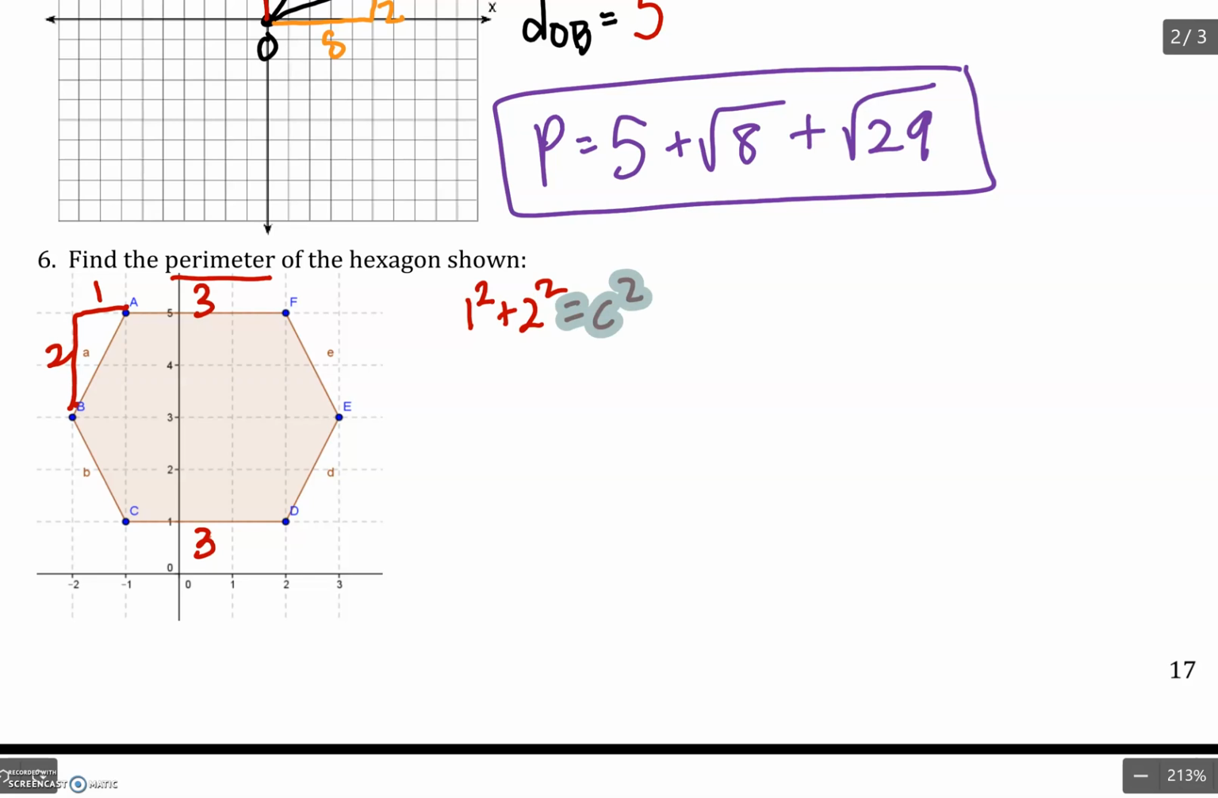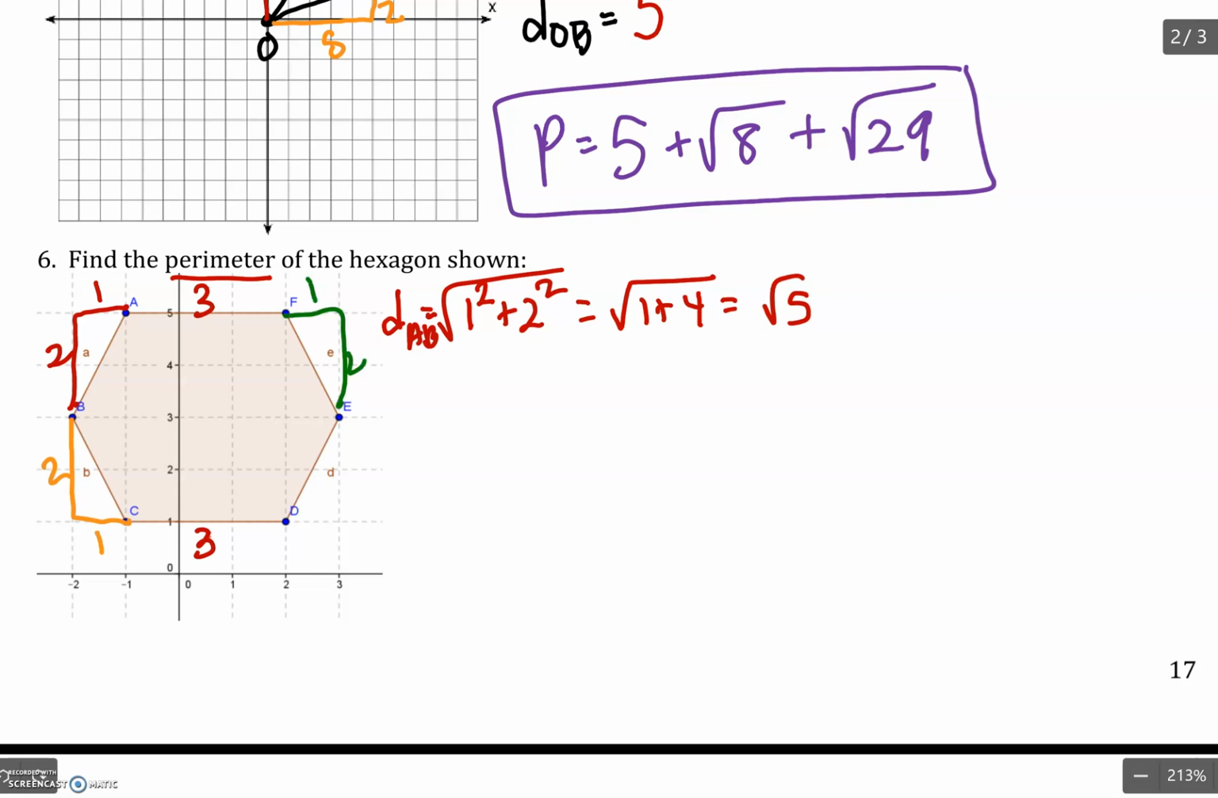Or you can do like I was doing before, the distance from A to B is, and just do the square root all at once. And you'll get radical 5. When you go to try to do that for this one, you'll see this is also 2 and 1. And here we also have 2 and 1. And here we also have 2 and 1.